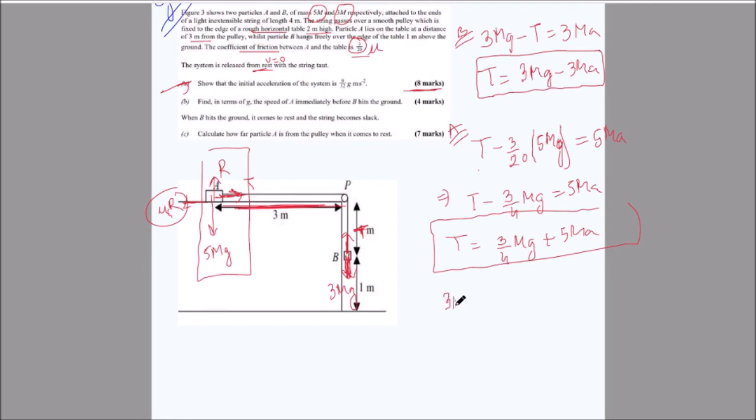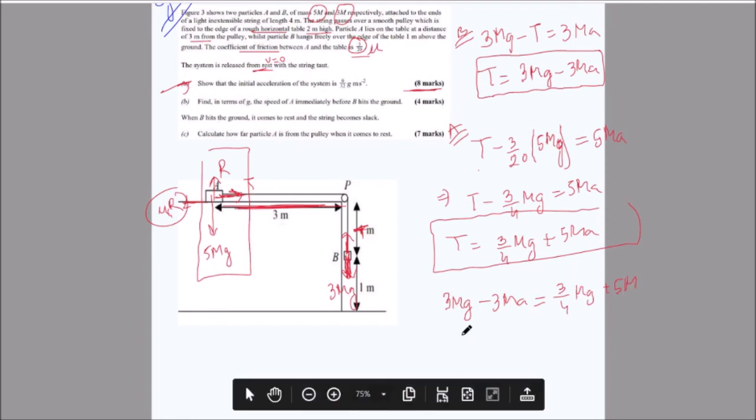So 3 mg minus 3 ma, 3 by 4 mg plus 5 ma. If you cancel out all the m, factorize and take common and simplify it, you will get 9 by 4 g, 8a. So A is 9 by 32 g. So that's part A, 9 by 32 g.